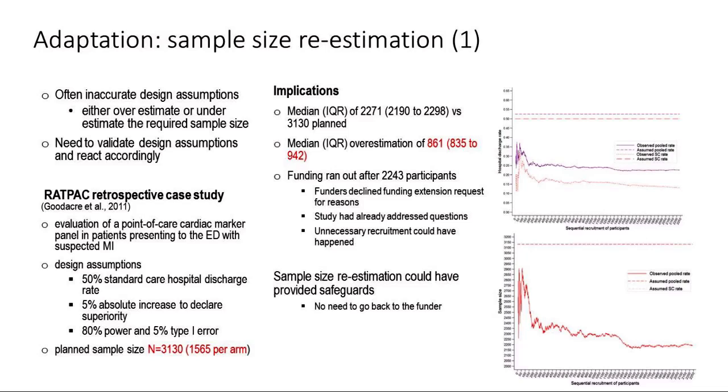So they were looking at ways to increase the discharge rate of patients. They assumed a 50% hospital discharge rate based on some information, which was okay during that period. They assumed that a 5% increase is clinically important to look at, and they assumed 80% power and a 5% type 1 error rate.